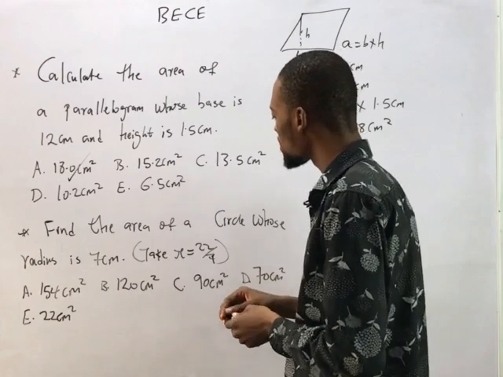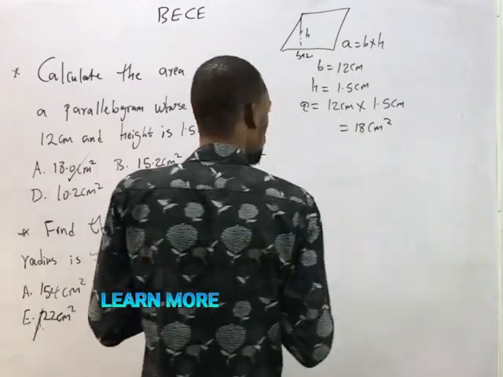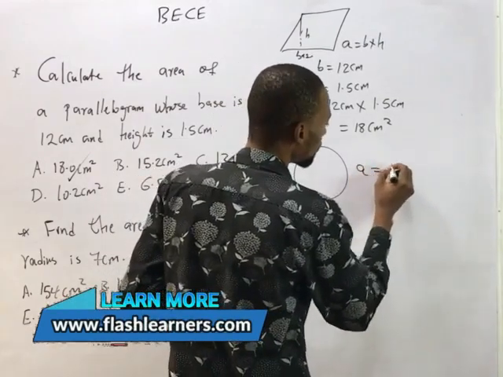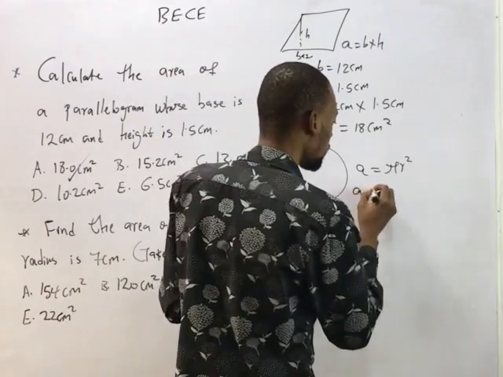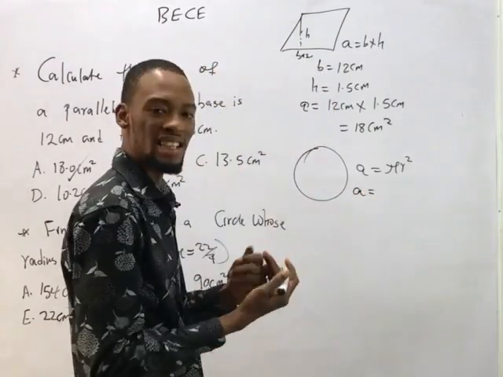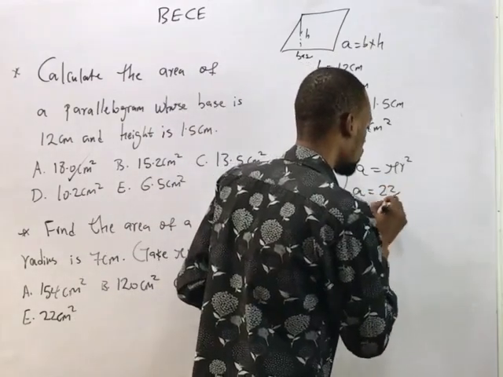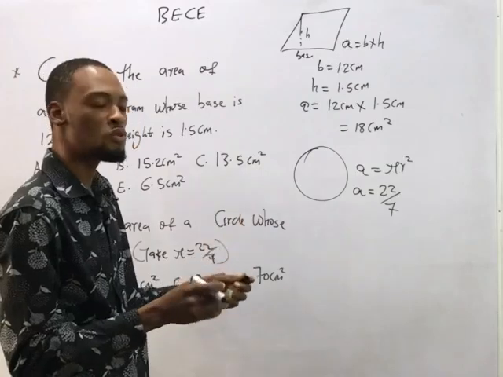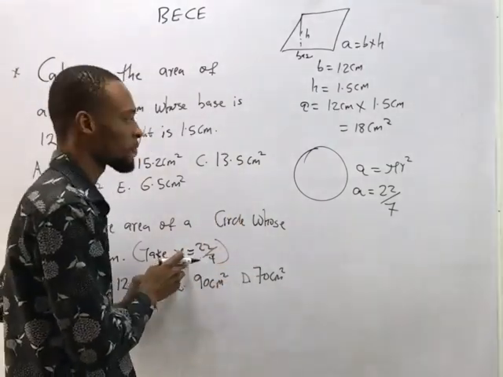Take pi to be 22/7. Now the area of a circle, this is the formula. This is a circle. The area of a circle is simply pi r square. So A equals, pi is a constant, which is 22/7. You will always be given the value for pi. If you are not given, just take it as 22/7. That's the value for pi. This sign is called pi.